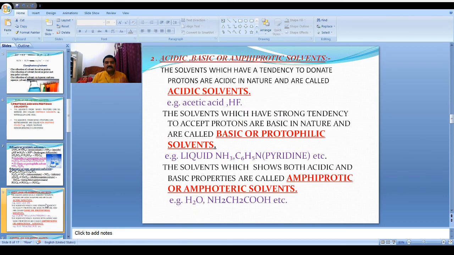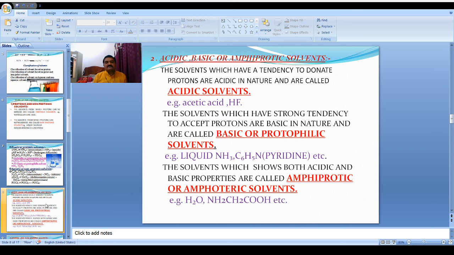The second type: acidic, basic or amphoteric solvent. The solvents which have a tendency to donate protons are acidic in nature. They are called acidic solvents, and examples are acetic acid and hydrogen fluoride. If we ionize acetic acid, it forms H positive plus CH3COO negative. You know very well that the dissociation of hydrogen fluoride forms H positive plus F negative.